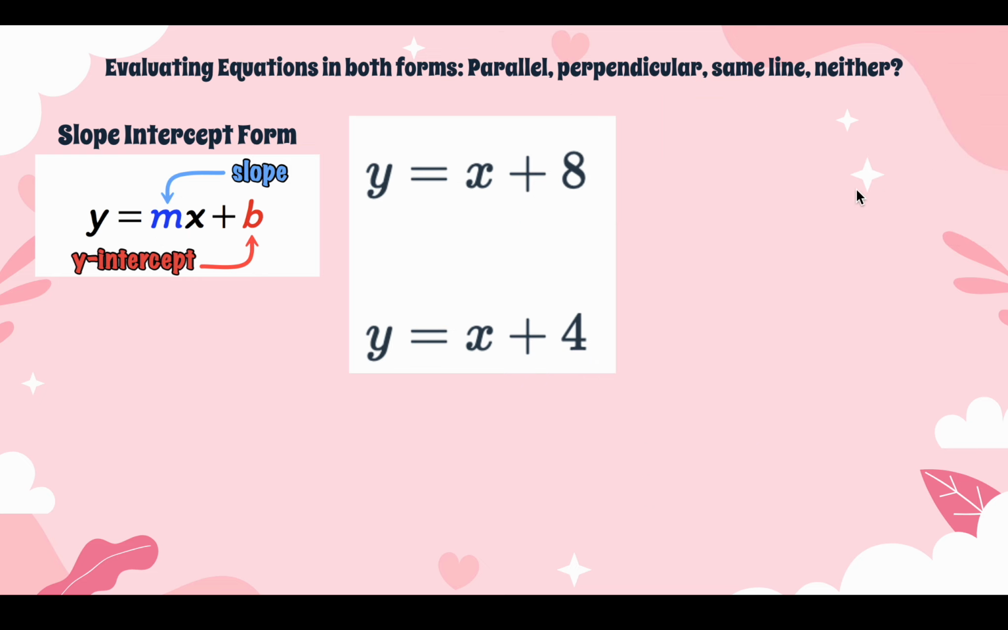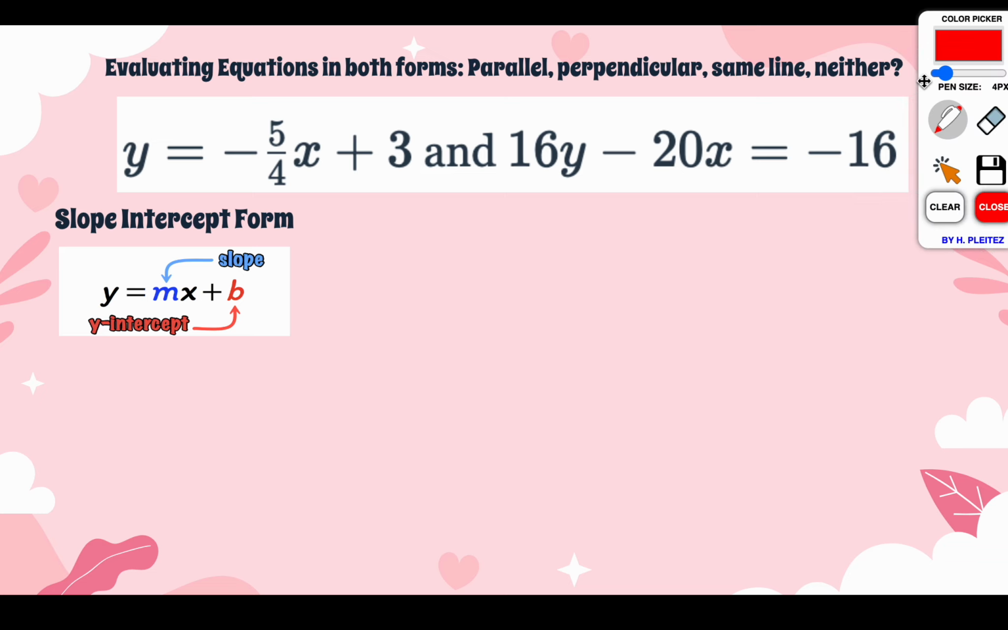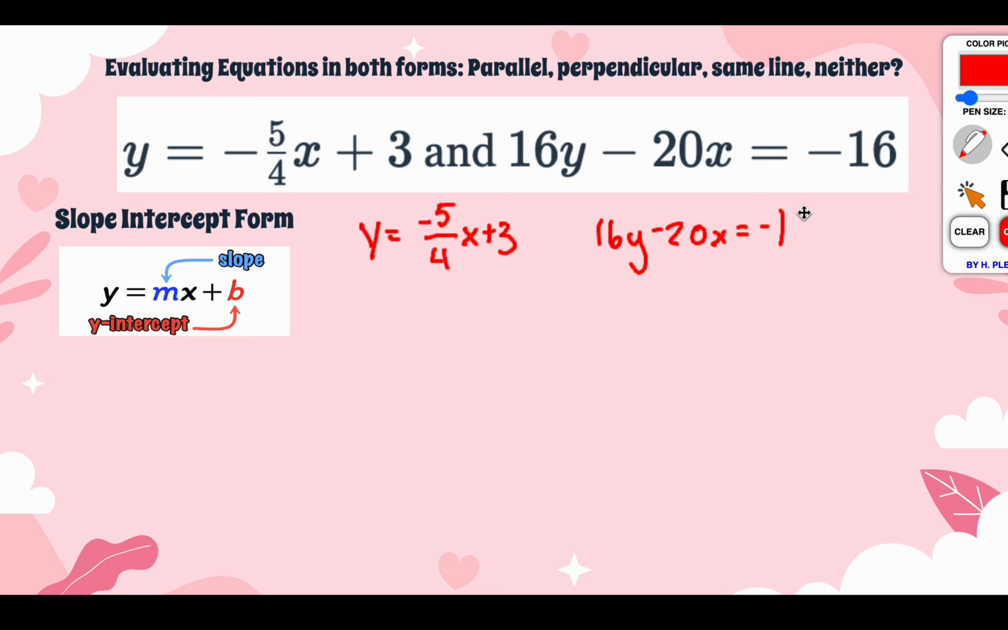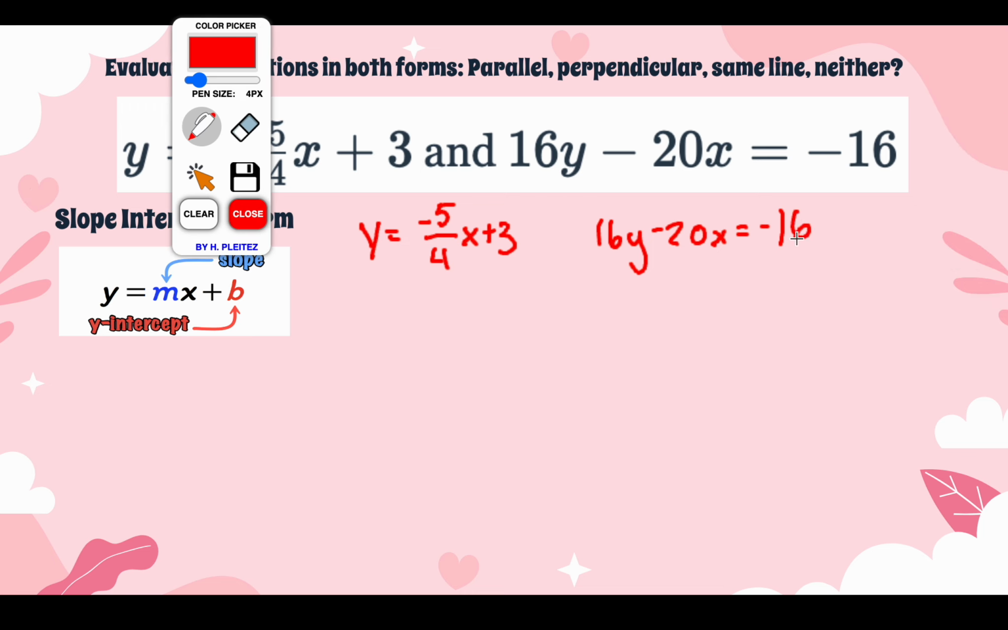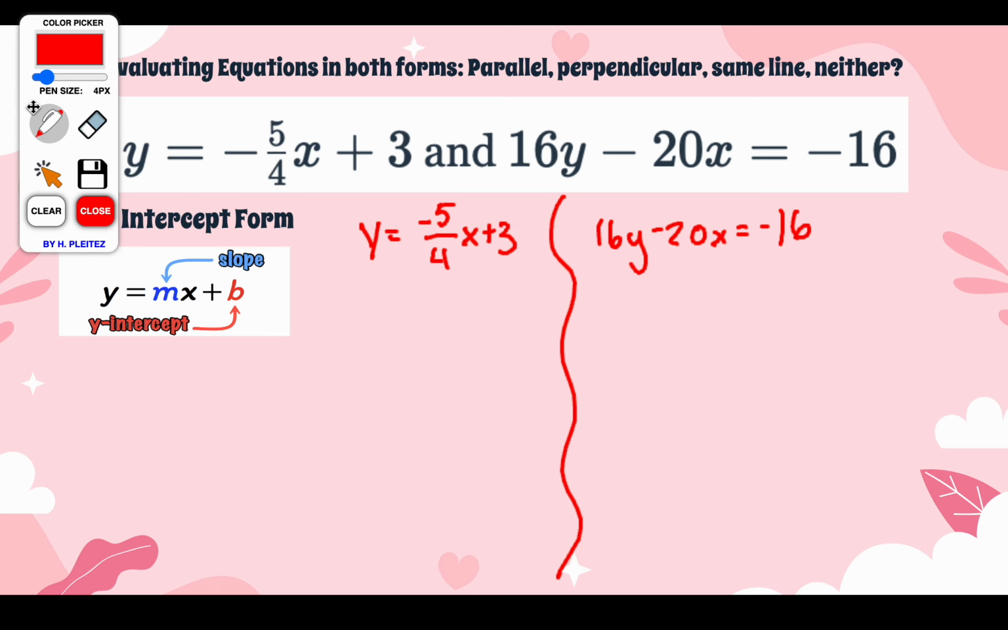Okay. Now, we might have a more complex example like this one where we need to manipulate our equations a little bit. So we have y equals negative 5 over 4x plus 3. And then we got this crazy looking one, 16y minus 20x equals negative 16. So right now, when the equation is in this form, we can't see any information about it, right? But this is when we manipulate and we get it into y equals. So don't make the mistake of being, oh, the slope is negative 20. No. You have to get it into y equals first.